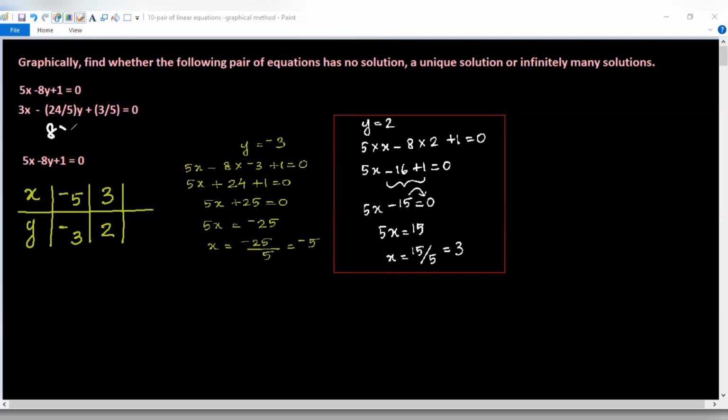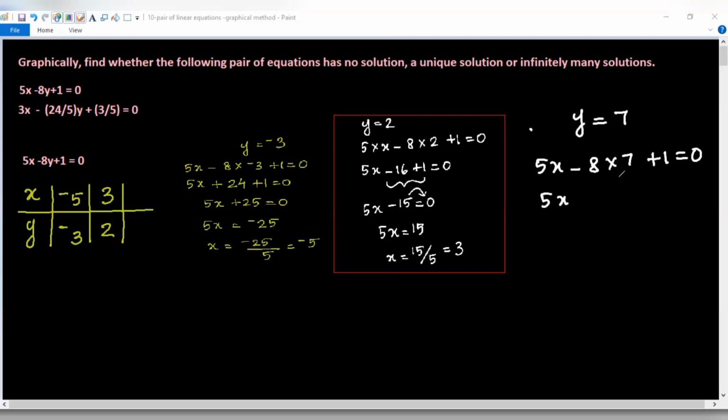8 into 7 is equal to 56. We know here we have a 1. So if 56 is negative, okay, and plus 1 means we will get a multiple of 5. That is our logic. Okay, we'll try that. 5x, what we are trying is y is equal to 7. So 5x minus 8 into 7 plus 1 equal to 0.